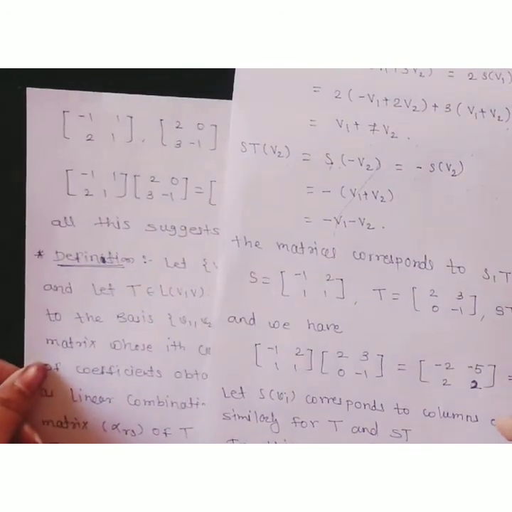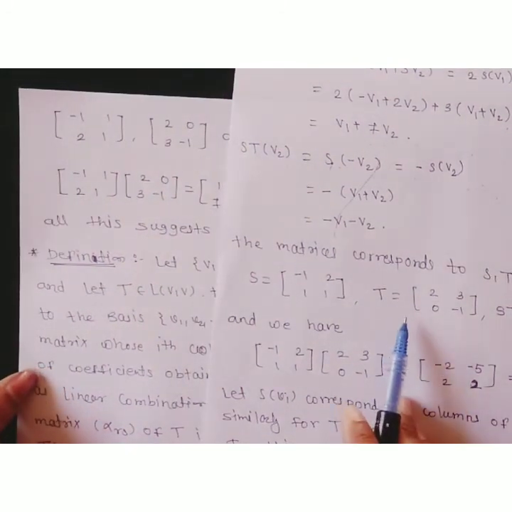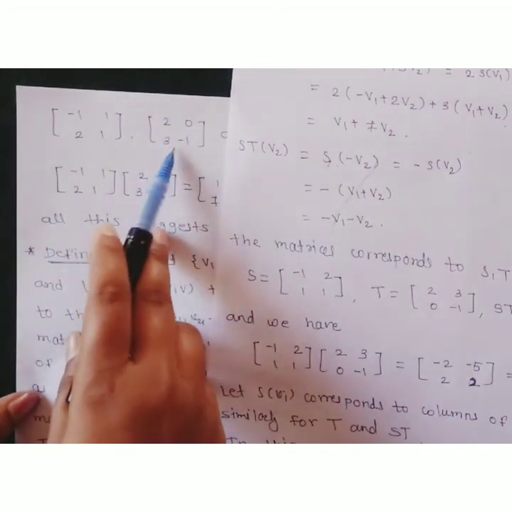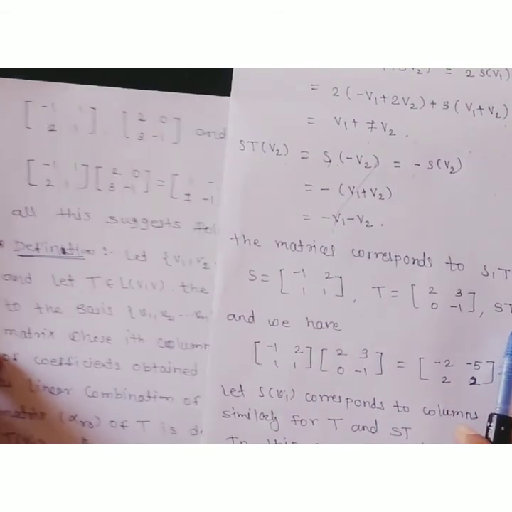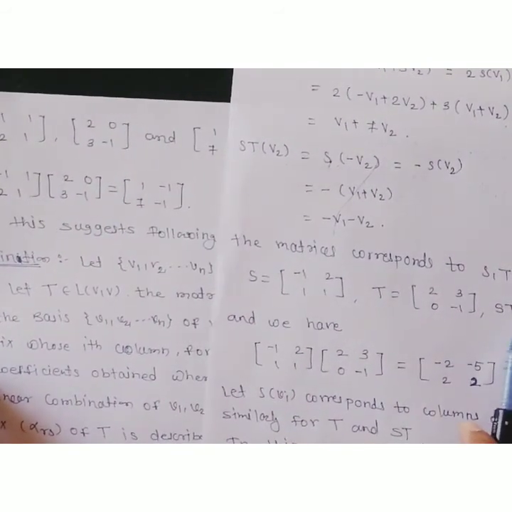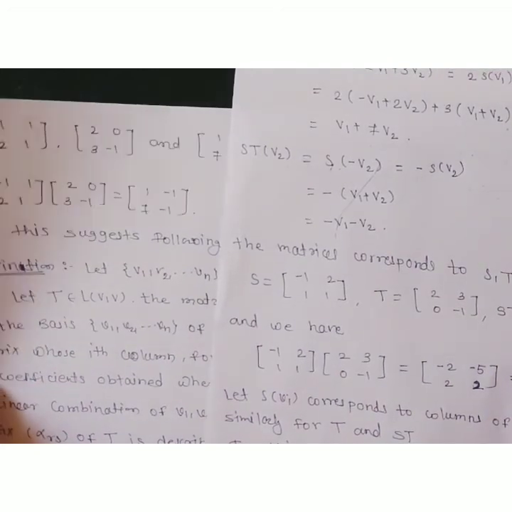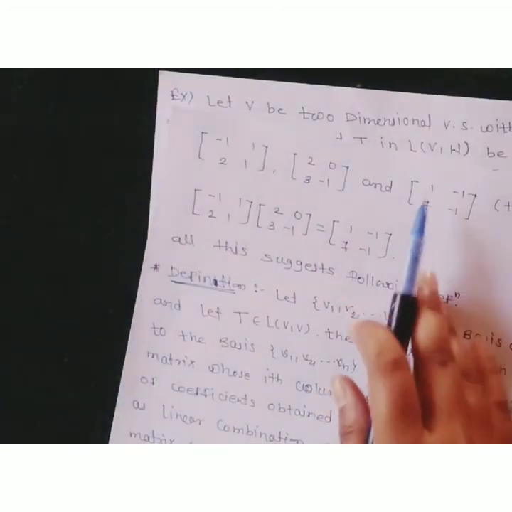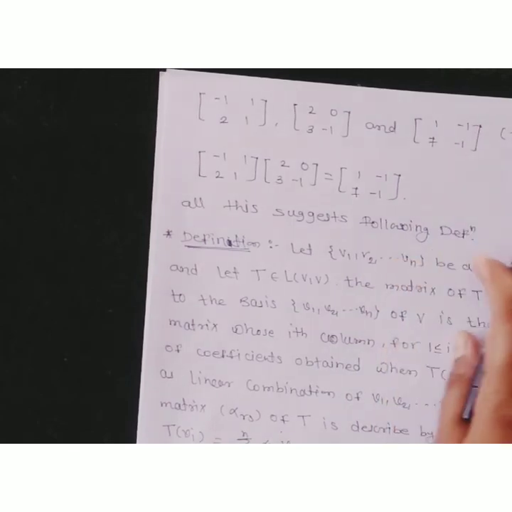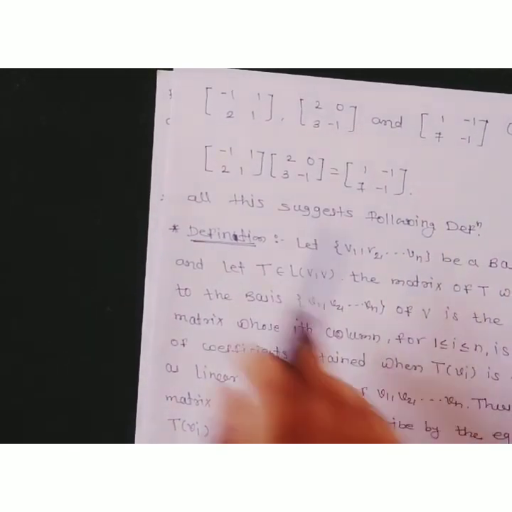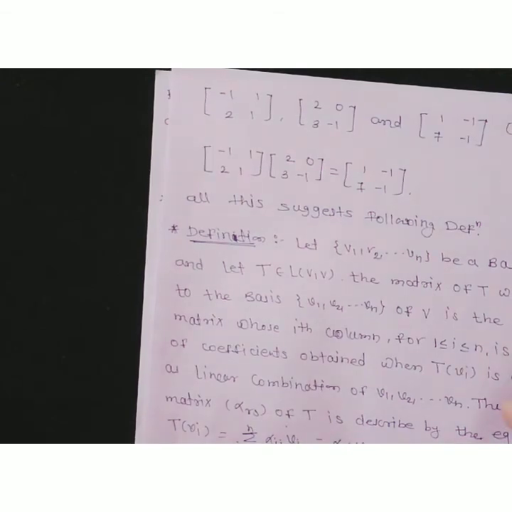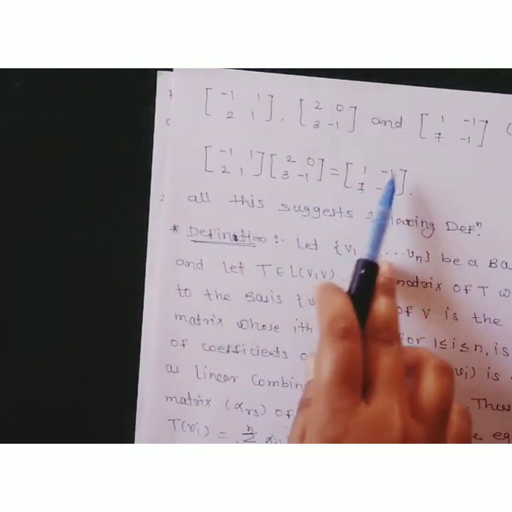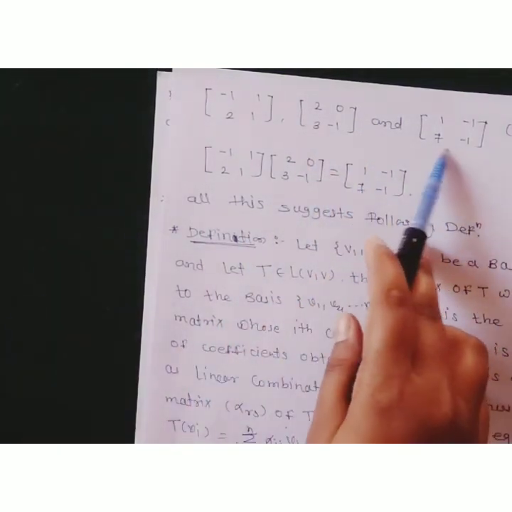Now we have to find the matrix corresponding to T. The matrix for T is [2 3; 0 -1]. Taking the transpose, the matrix is [2 0; 3 -1]. The matrix corresponding to ST is [1 7; -1 -1]. Taking its transpose, we get [1 -1; 7 -1]. Now multiply these two matrices. Multiplying [-1 1; 2 1] and [2 0; 3 -1], the resultant matrix is [1 -1; 7 1], which is nothing but this matrix.